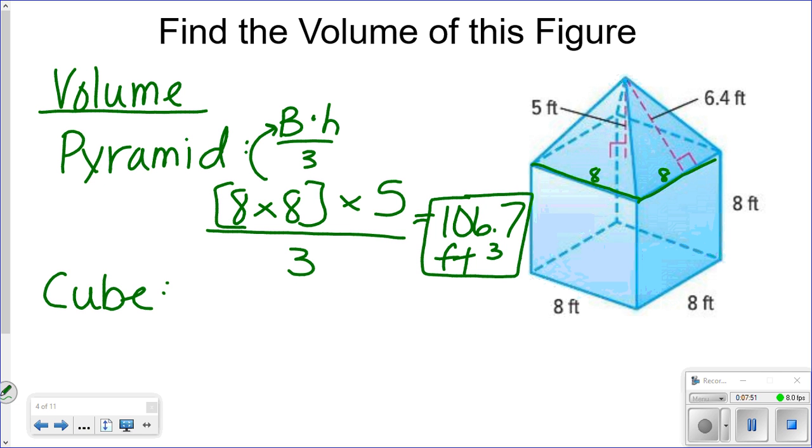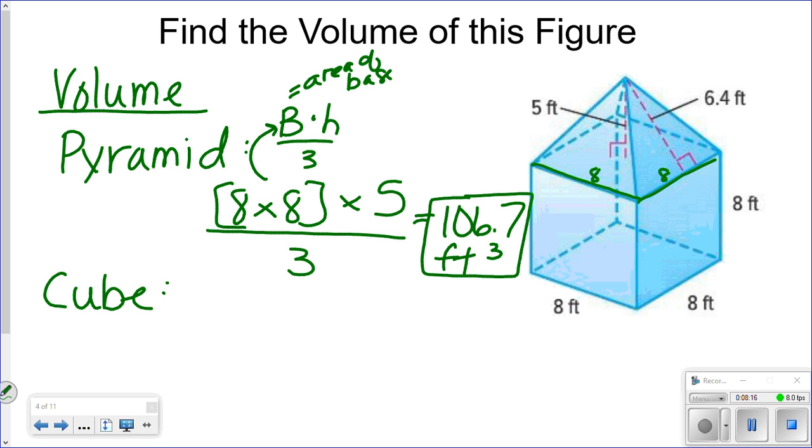Why does it say base times height divided by 3 on the top, and then 8 times 8 times 5? Because this 8 times 8 is equal to the area of my base, because B equals area of base. The base there is 8 times 8, because it's a square, times the height, which is 5, divided by 3, gives me that pyramid.